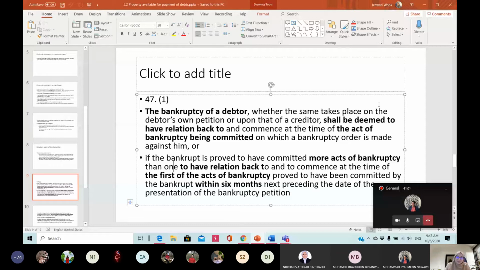then one. So like the first one, if there is one act of bankruptcy and then we file the petition. Okay, but if there is more than one act of bankruptcy, maybe 3 or 4 transfers have been made. Okay, the bankruptcy will have relation back to and commence at the time of the first act of bankruptcy proved to have been committed by the bankrupt within 6 months next preceding the date of the presentation of the bankruptcy petition. Okay, this is the 6-month period.